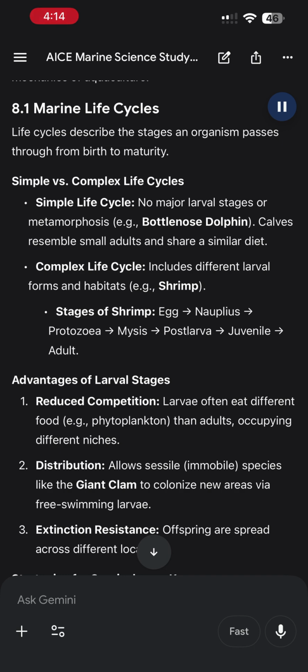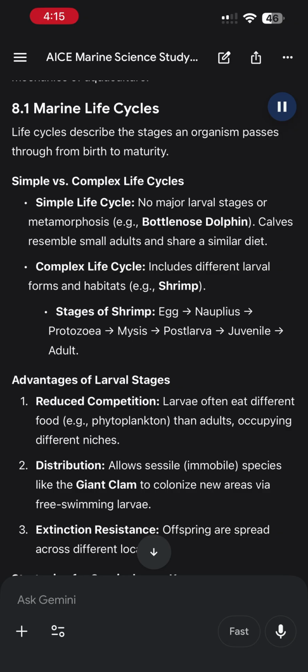Simple versus complex life cycles. Simple life cycle: no major larval stages or metamorphosis, e.g. bottlenose dolphin. Calves resemble small adults and share a similar diet. Complex life cycle: includes different larval forms and habitats, e.g. shrimp.